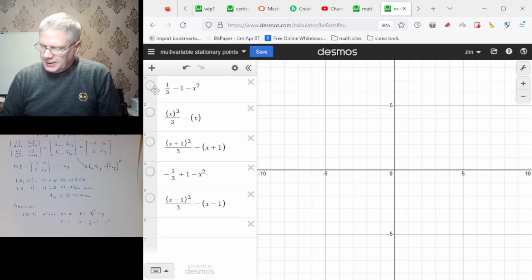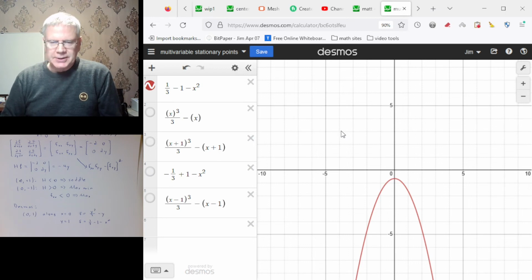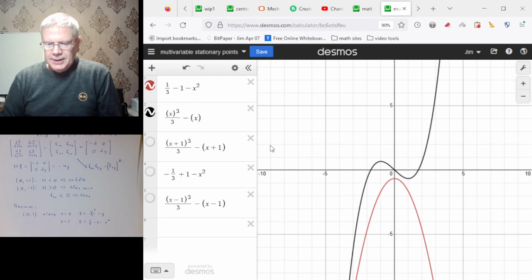So let's see, I have 1/3 minus 1 minus x squared. This is sort of a cross section along x equals 0, and this is my other cross section along y equals 0. You can see here that you're at a maximum on the red line, and you're going up or down in different directions in the other one. But it'll be better if I can shift that one.